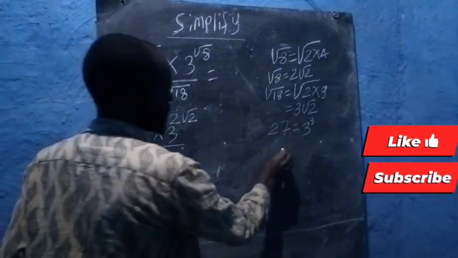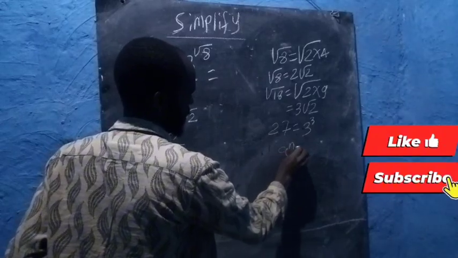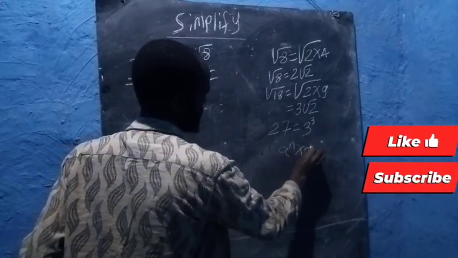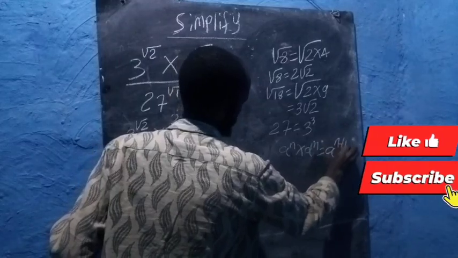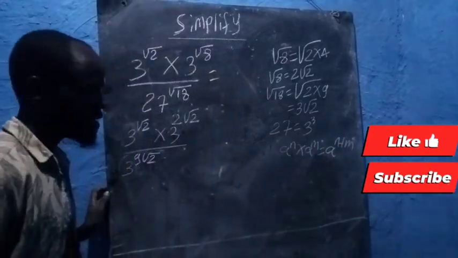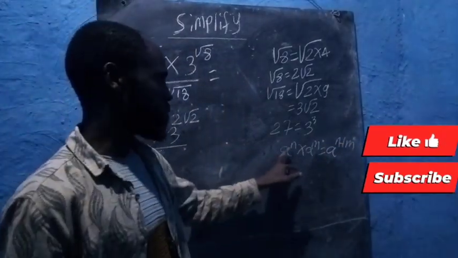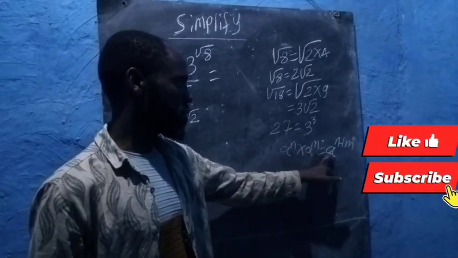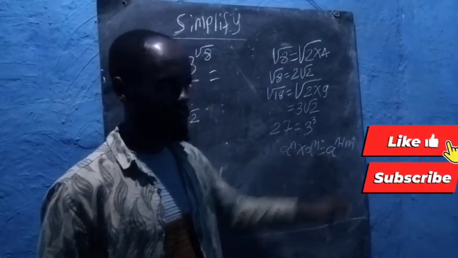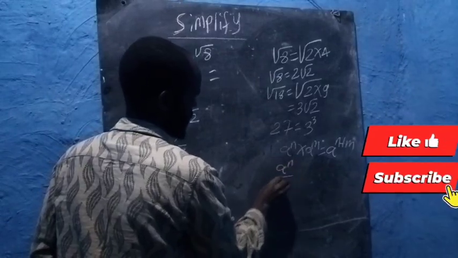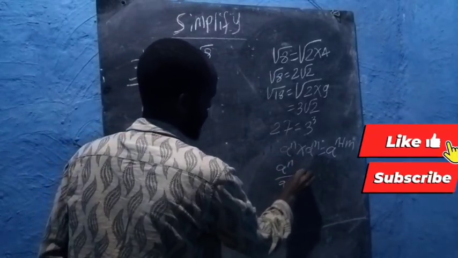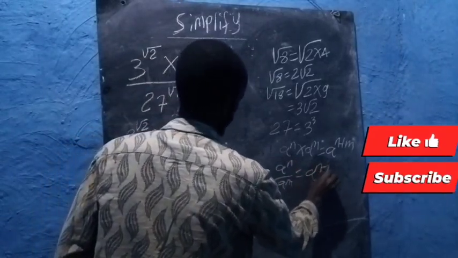Now a to the power of n times a to the power of m is equal to a to the power of n plus m. Also a to the power of n over a to the power of m is equal to a to the power of n minus m.